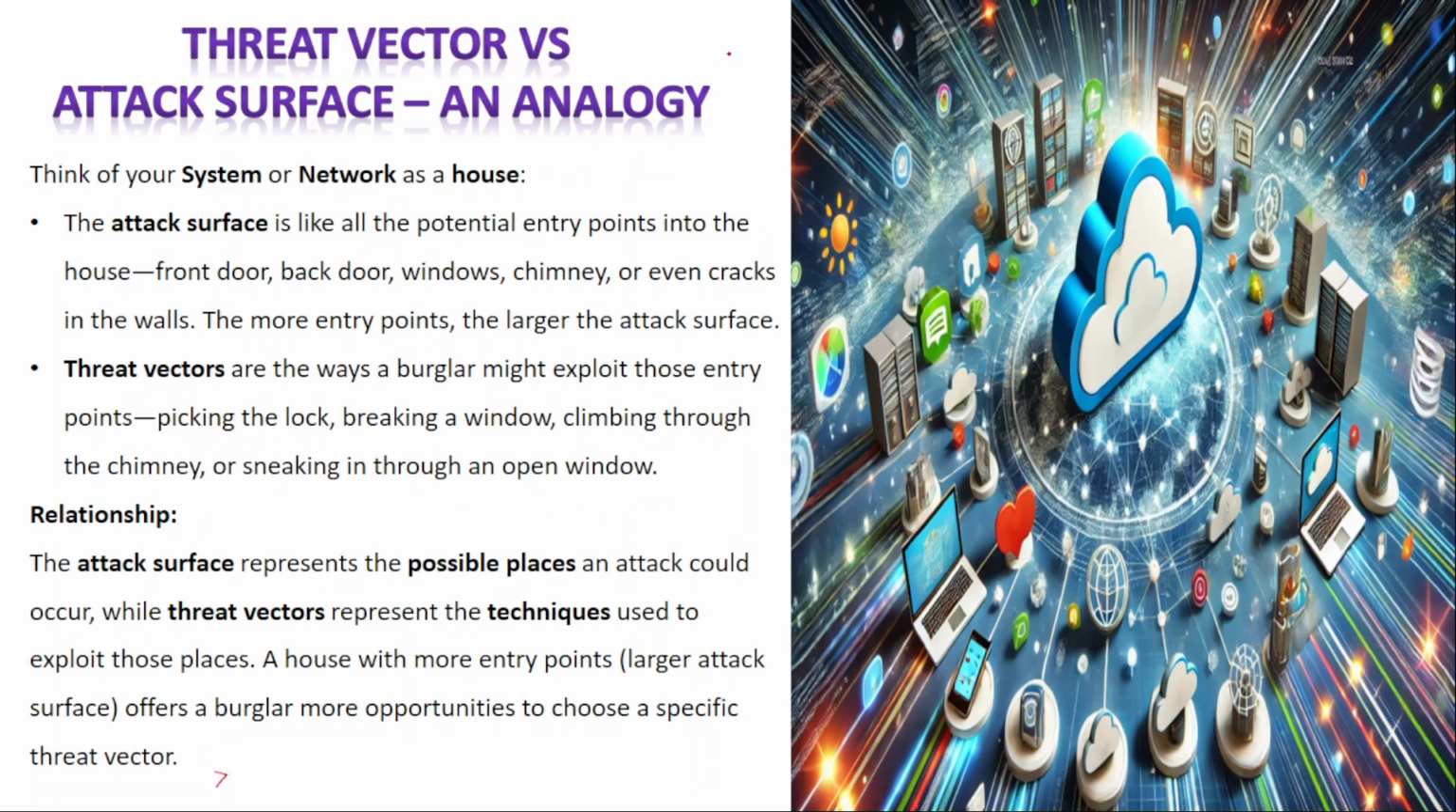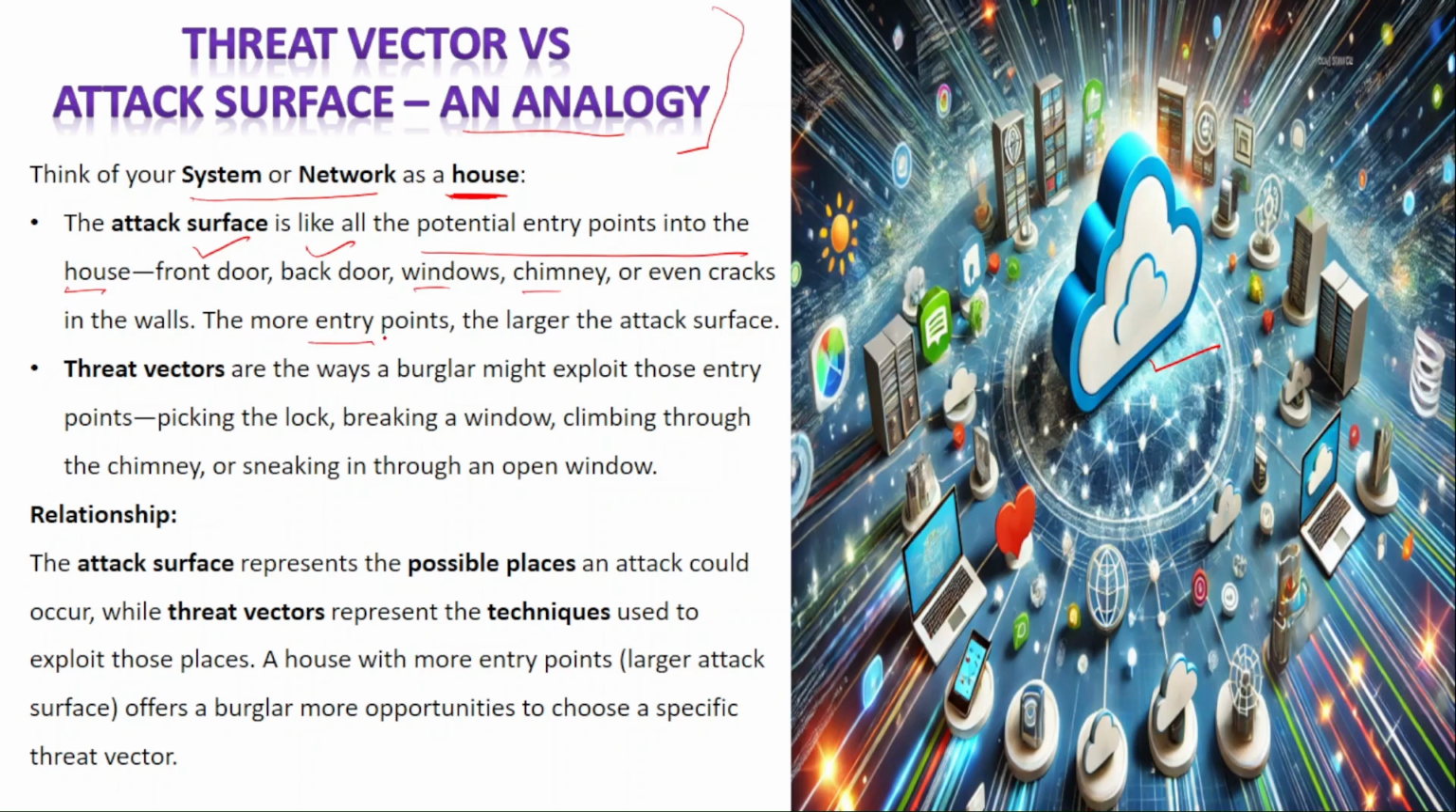Let me further explain these two with the help of an analogy. Think of your system, your database, or your network as a house. Your assets or your network that you want to protect are just like your own house. The attack surface is like all the potential entry points into the house. Entry points may include the front door, the back door, windows, the chimney, or even some cracks in the walls.